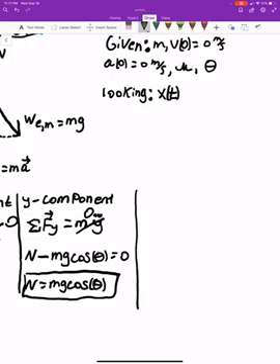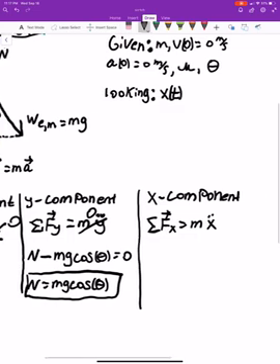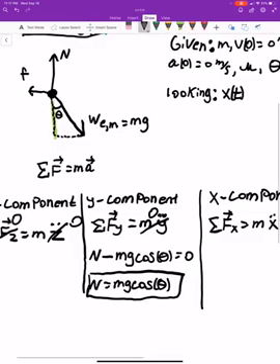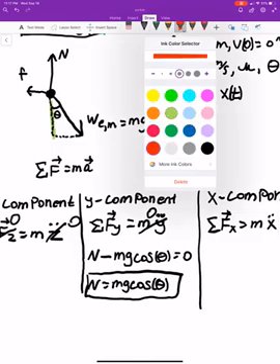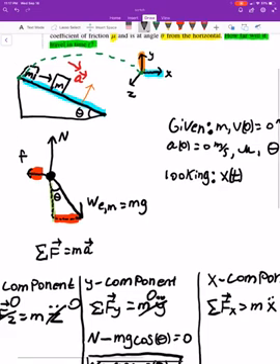Well, let's go ahead and look at the x components. The sum of all forces in the x direction is m times the second derivative. Well, there's two forces acting in the x direction, right? We have this guy, which is positive, and this guy, which is negative, because while we're at it, that's like our origin.